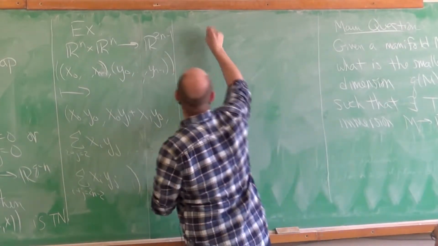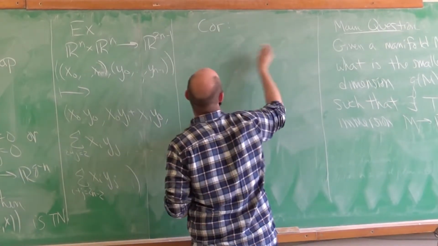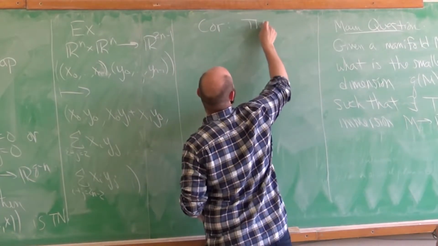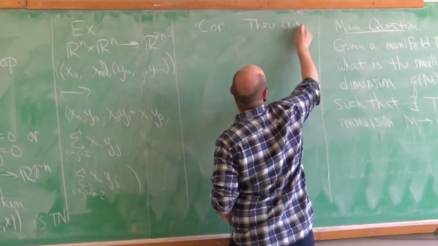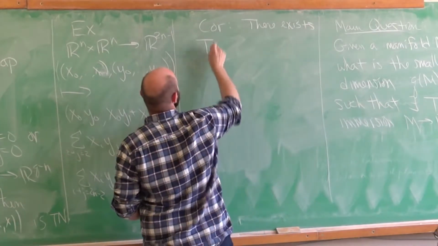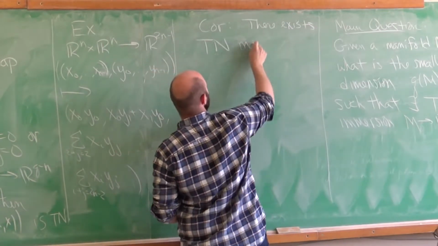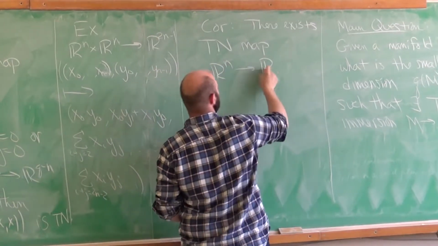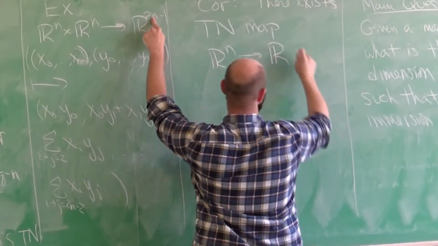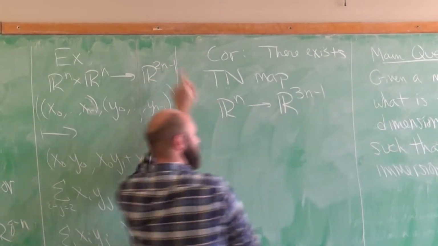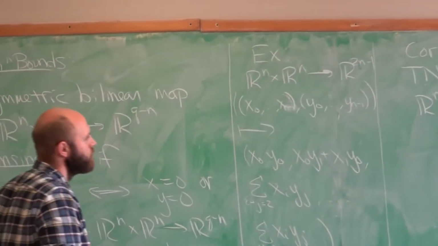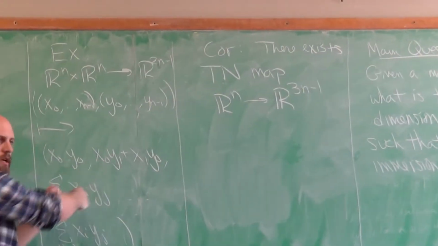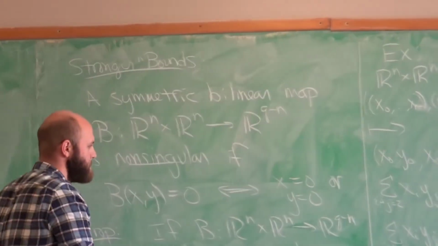So as a corollary, there exists a totally non-parallel map from Rn into R3n minus 1. It would be the graph of the quadratic portion of this map.